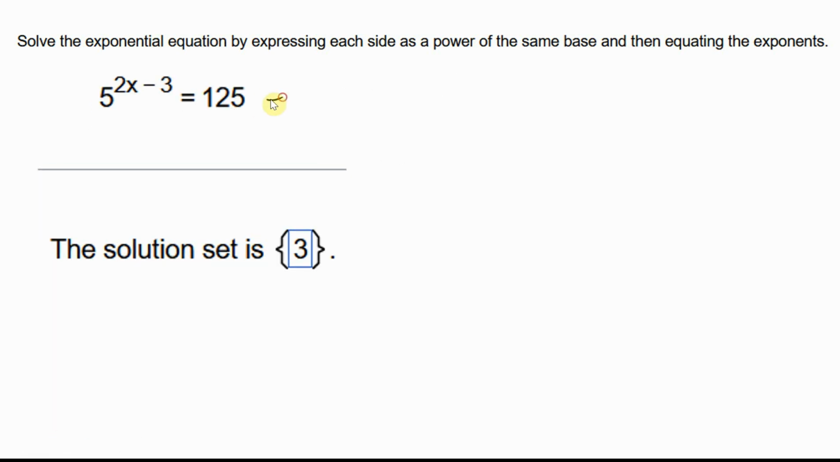The same. This is 5 to the 3rd. So we get 2x minus 3 is equal to 3. 2x is equal to 6. X is equal to 3.